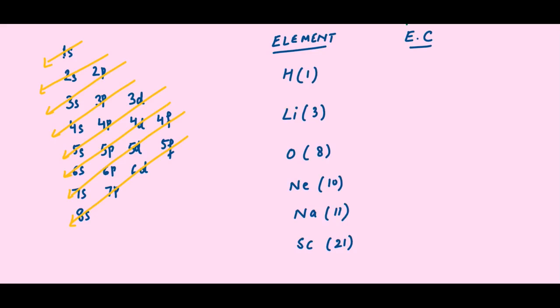So let's begin. The first element is hydrogen. The number of electrons is 1. So you will use only the first orbital, which is 1s.